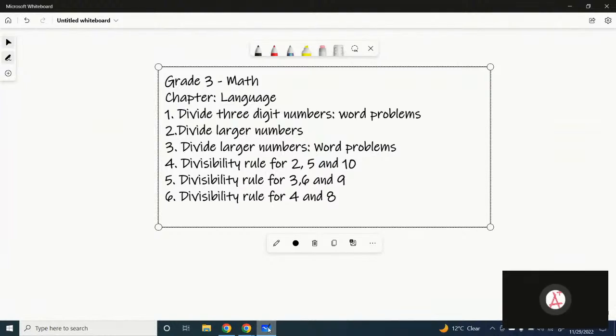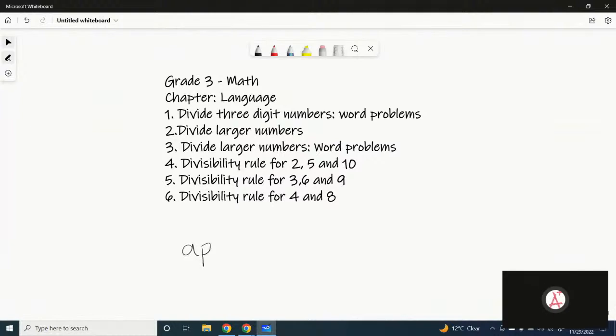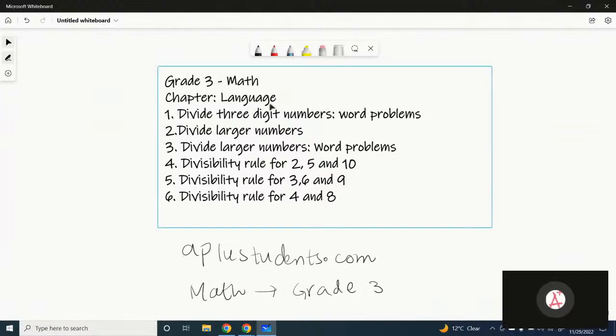So, we're going to start with grade 3 maths. You can find all the lessons on aplusstudents.com. You have to log in there using your email address and the password provided by the administrator. Then you have to select math from the subject tab, scroll down to grade 3 maths, and we're going to start with a chapter that is division.